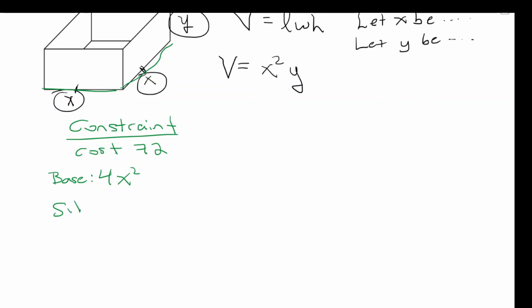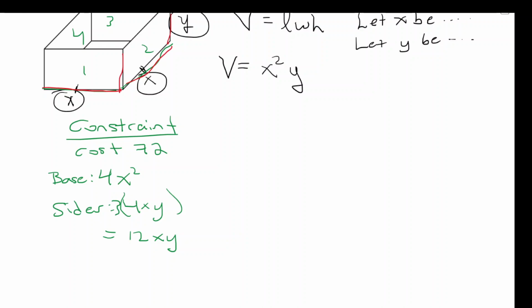The sides, so there are 4 sides total. 1, 2, 3, 4. And they're all going to have the same dimension. They're all going to be x times y. So x times y, that's why I put 4 here. And so each of them is x times y. And the cost of the sides is $3 per square meter. So I'm going to write that as 12xy. So $3, and there's 4 of them.